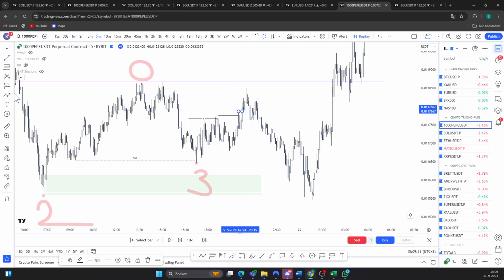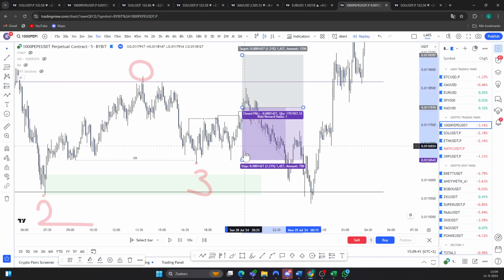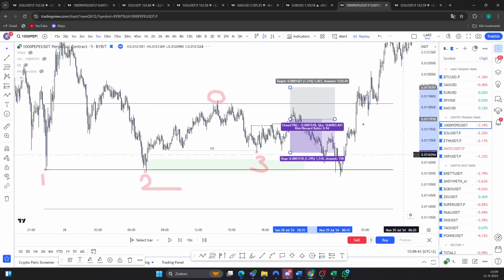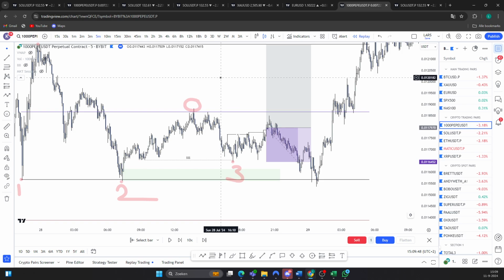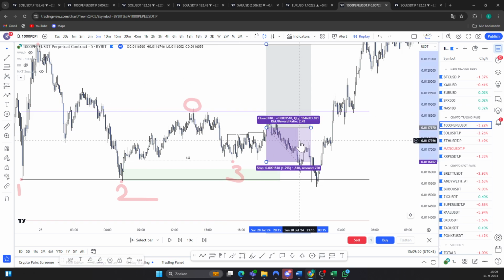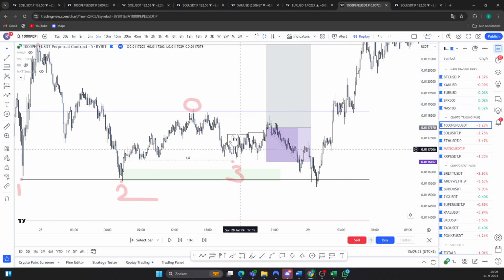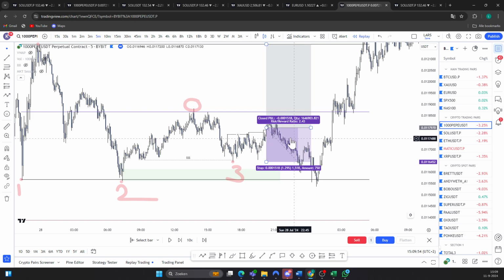Now, a few things. Entering on the break right here, you would have to put your stop loss here. And then you target the range high. It's a 2.4. That is decent, okay? That is decent. Now, price ended up coming down, okay?